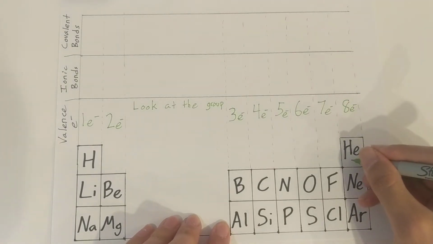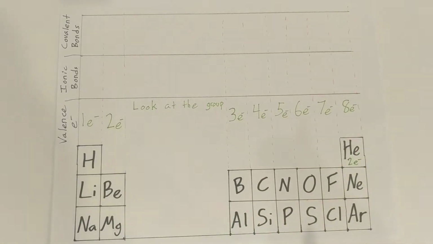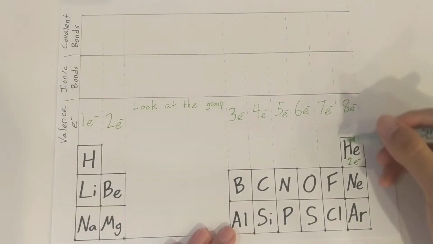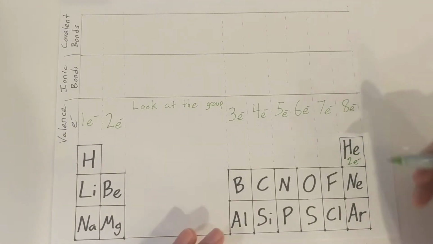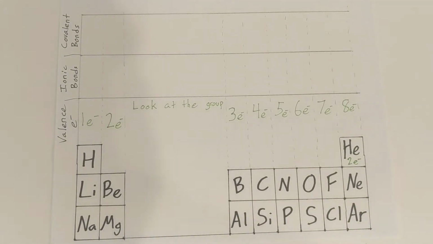So right in the helium box, I'm going to put 2 valence electrons because helium's a little bit different, but that makes it happy. Remember, these are our noble gases. They have a full set. And 2 makes a full set for helium and makes it happy.